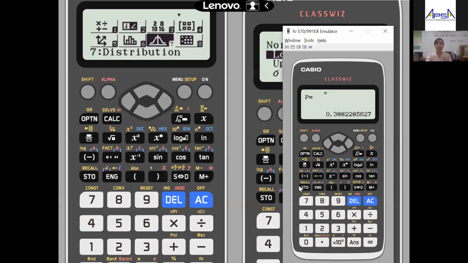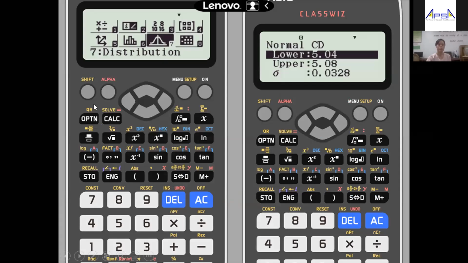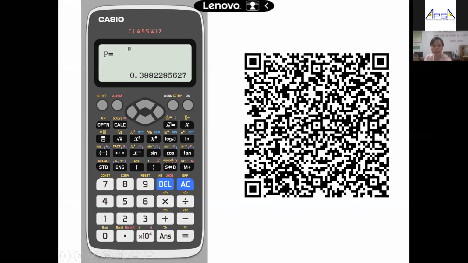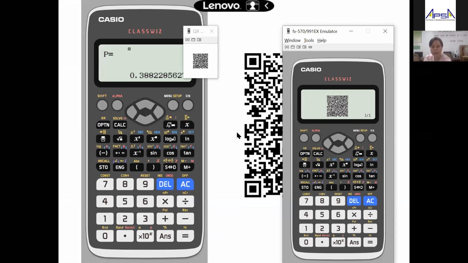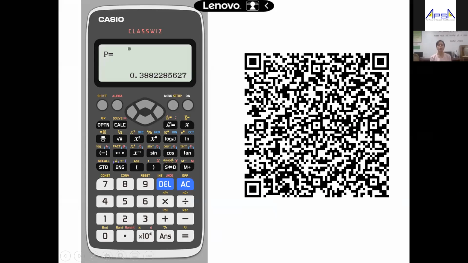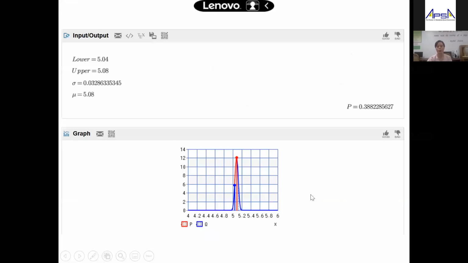Okay. O, para maalala nyo, di ba, pwede tayong mag-QR code. So, I just click Shift. Ayan, para makita nyo na. So, Shift, Option. This is the QR code. When you click on that, okay, sige. Those with smartphones, please scan the QR code in front of you. Okay, so if you scan that QR code, you will be brought to the Casio website. You will see the input and then the p-value and then the distribution. So there.